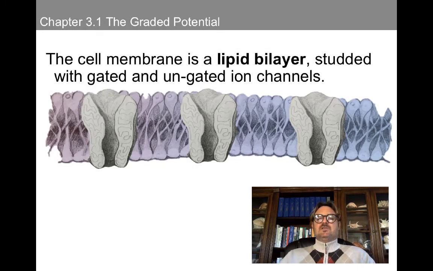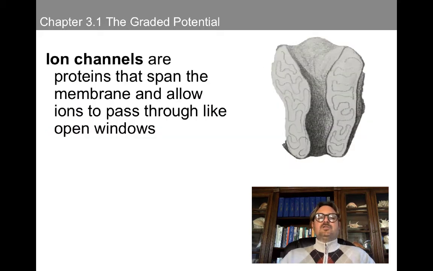Now, if we add to this cell membrane, which is a lipid bilayer, these ion channels, so the lipid bilayer is studded with gated and ungated ion channels, and here we see some of these ion channels. They play a really huge role for the membrane. Ion channels are proteins that span the membrane, and they allow ions to pass through like open windows. So an ion can just pass through at any time.